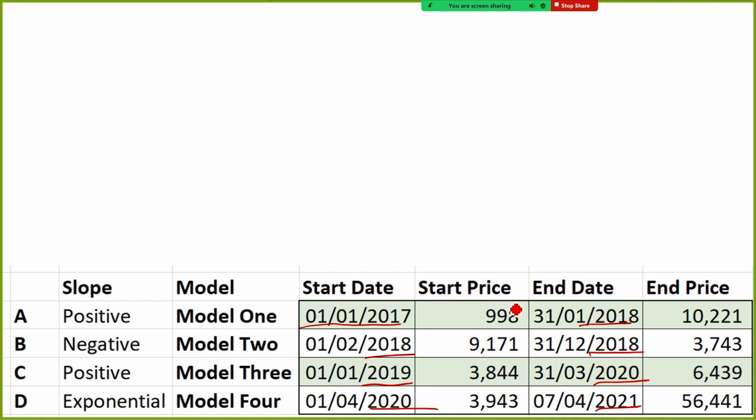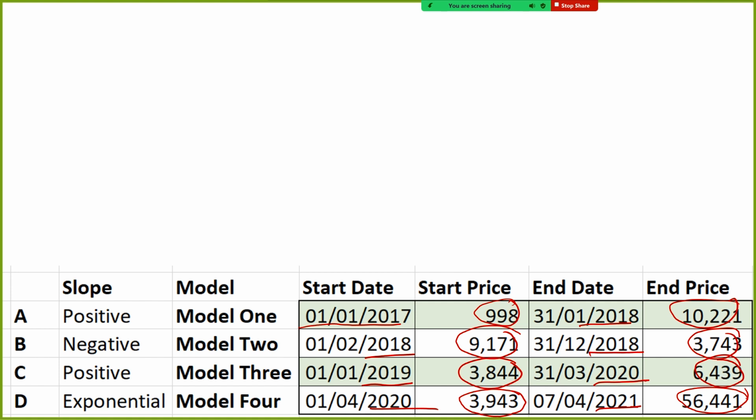सो इसमें हमारी स्टार्टिंग प्राइस थी वाज about $1,000, and it went from $1,000 to $10,000. Here it went from $9,000 to $3,000. Then it went from $3,000 to $6,000. And then again from $4,000 to about $56,000. Right? ये हमारी price ranges आ गई.